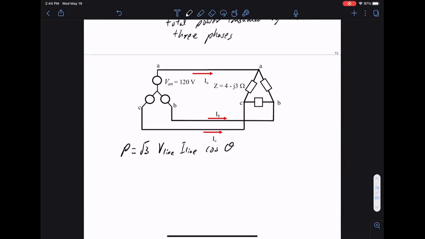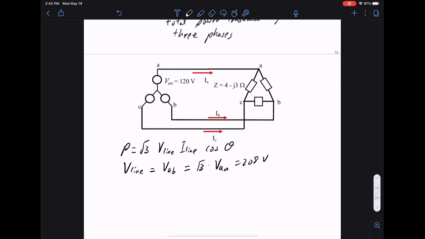When we look at this problem, we can figure out the current, and we can figure out the angle. First, let's figure out the voltage. The line-to-line voltage is the VAB voltage. This is √3 times the line-to-neutral voltage, VAN. This is 208 volts. And the current, we got from before. We computed the current to be 72 amps.